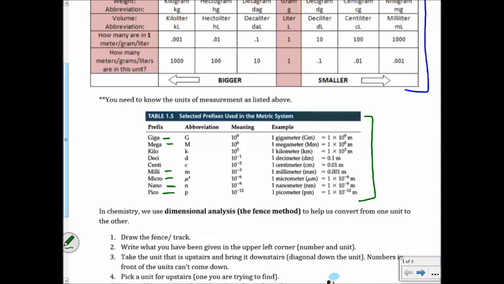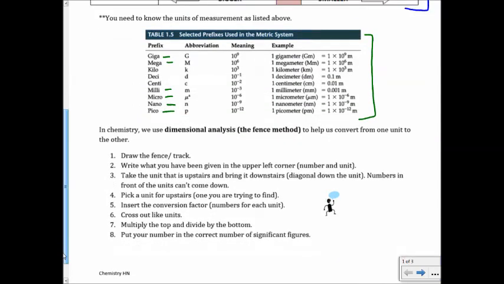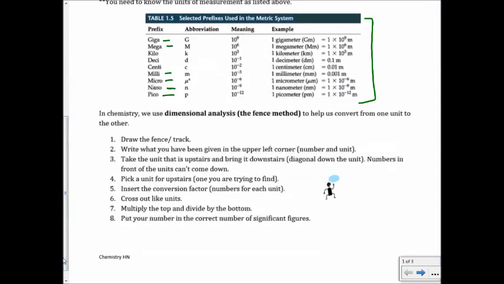But down here, if you forget the steps at all, the steps are written here for you. Draw the fence or the track. Write what you've been given in the upper left corner, the number and the unit. Take the unit that's upstairs and bring it downstairs. I call it the diagonal down. And pick the unit for upstairs. That's usually the one that you're going to or the one that you want.